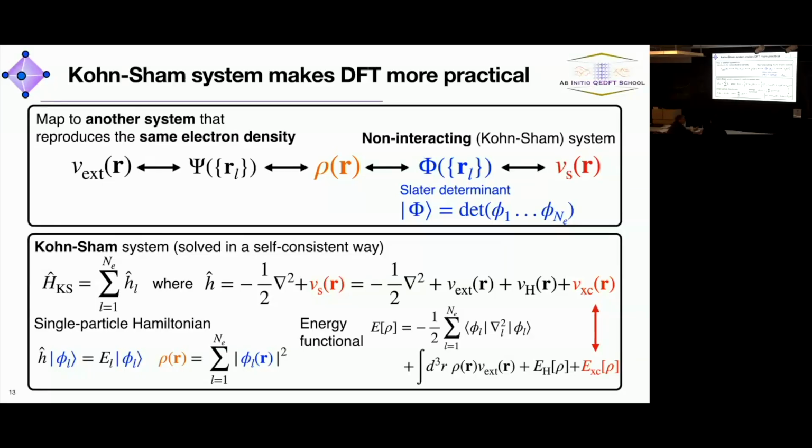Because for the initial system, we don't know how to find the electron density, right? And then now we need to find the electron density, the red one. That's the idea. And then we have to map to another non-interacting system, which is like a Slater determinant. And for the Slater determinant, you solve the single particle wave function, like the bottom one is a single particle Hamiltonian. And for the lowest wave function, you can directly compute the electron density.